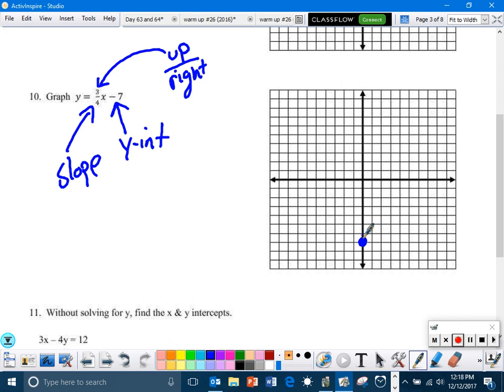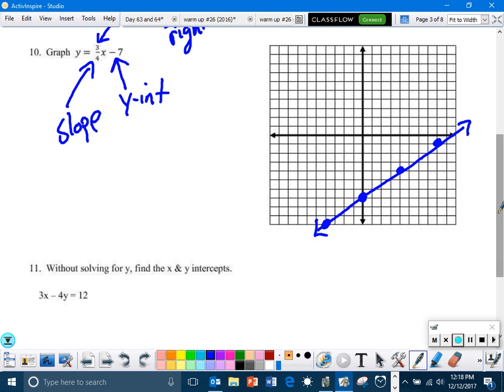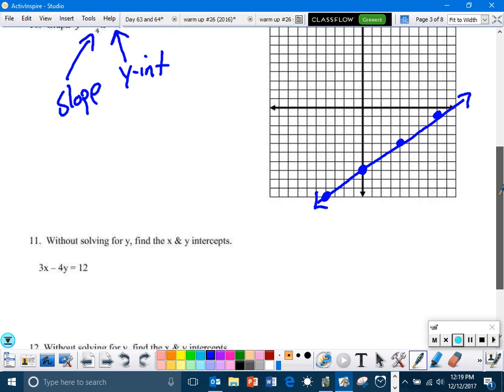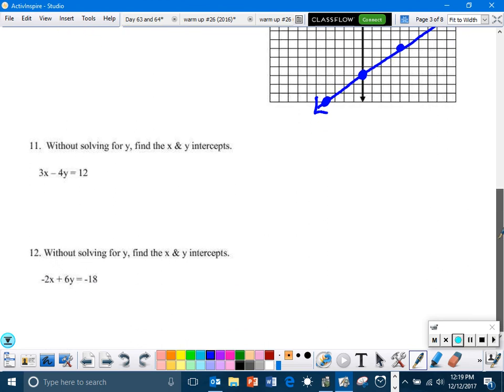Okay, I think I said that wrong. Up 3, right 4. So 1, 2, 3, 1, 2, 3, 4. And I can go backwards one more. Okay, that's all that will fit. Draw your line through the dots. Voila. There we go. Okay, you've been doing graphing for quite a while now. That should be very routine.